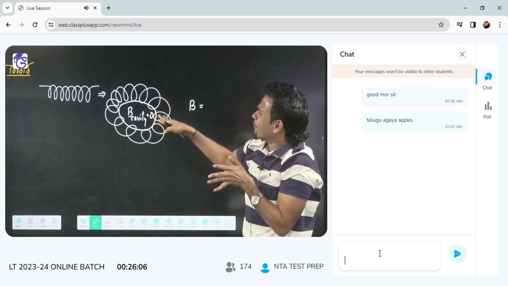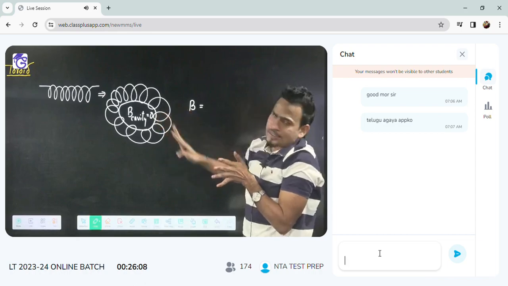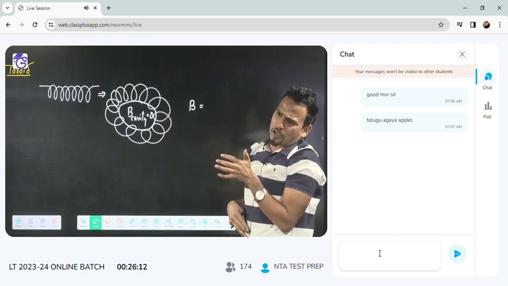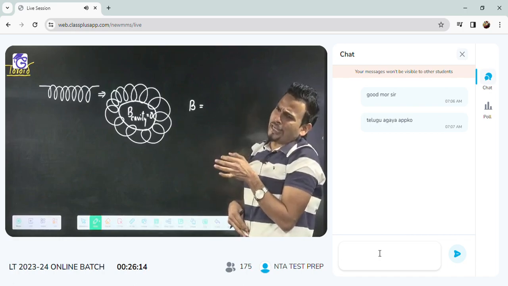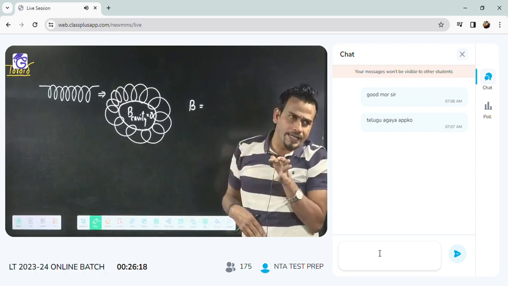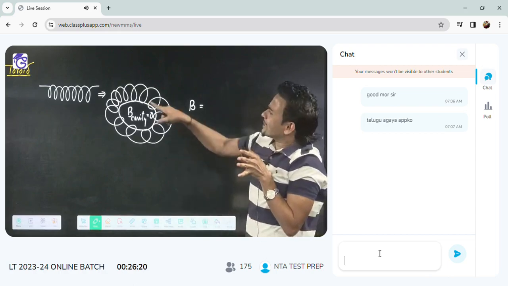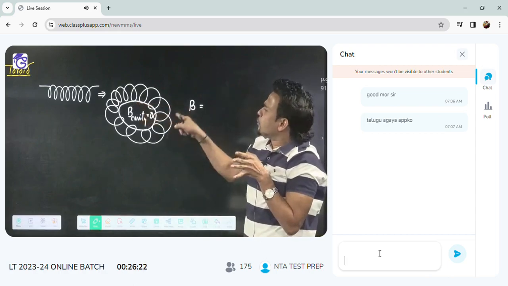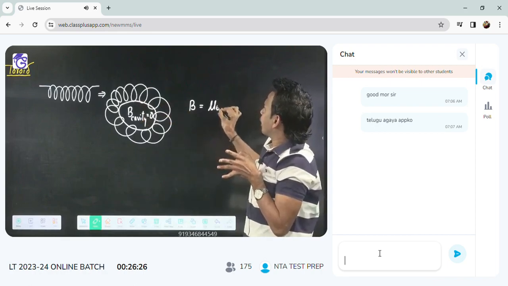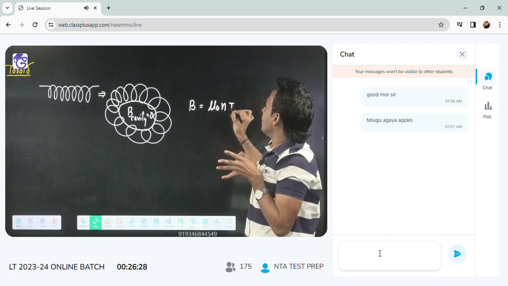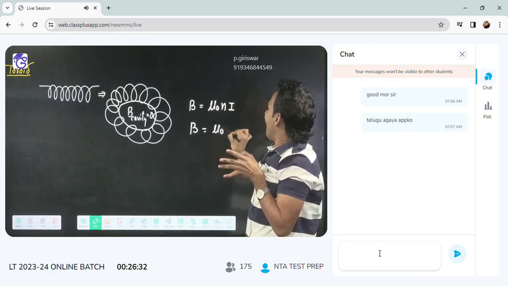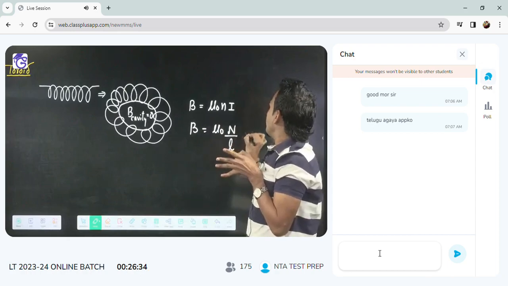That's why the magnetic field in the cavity of a toroid will be 0. Then someone says, sir, what is the magnetic field inside the toroid? Nothing mentioned means they are talking about inside. Since it is coming from a solenoid, due to the toroid also the same magnetic field will come, mu naught n i. Or you can say B will be mu naught N by L into I.